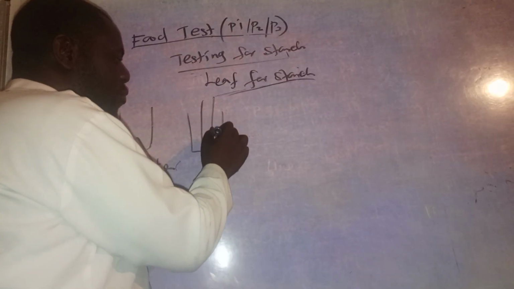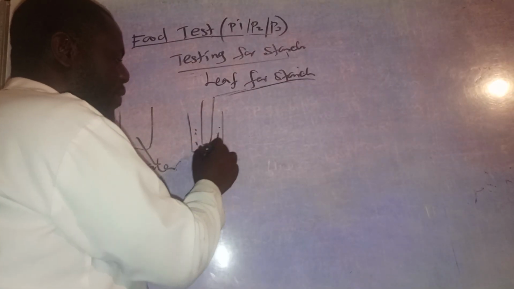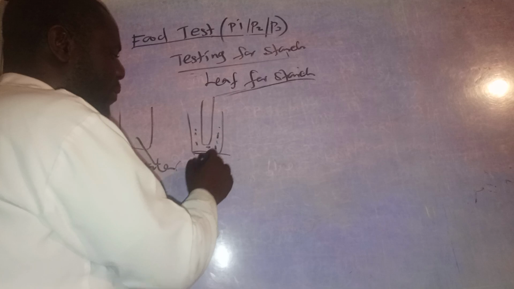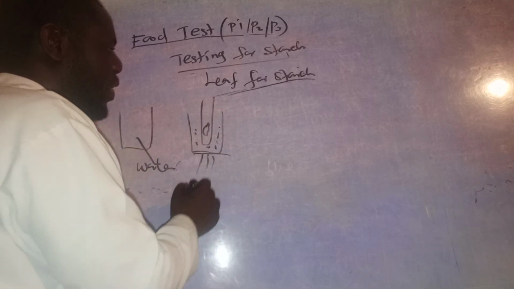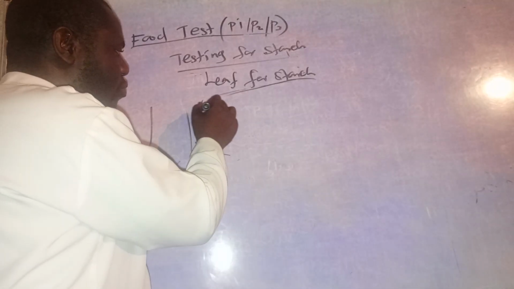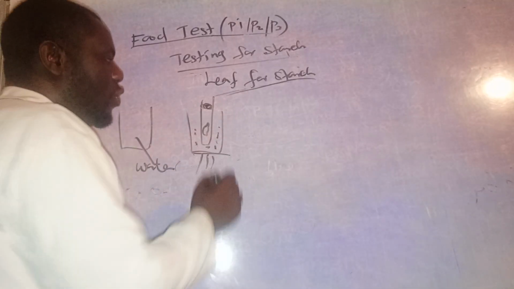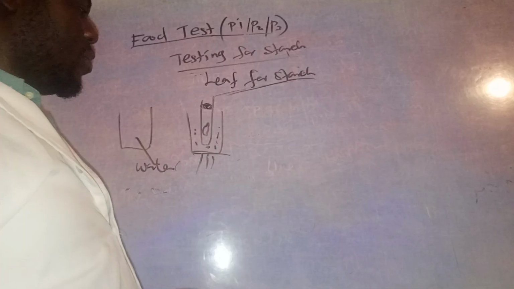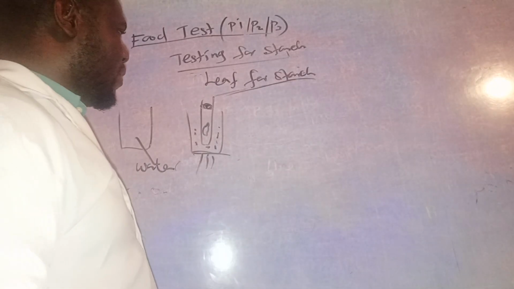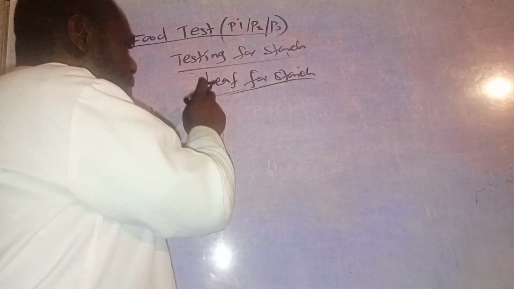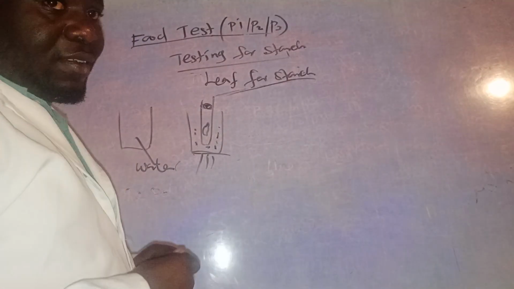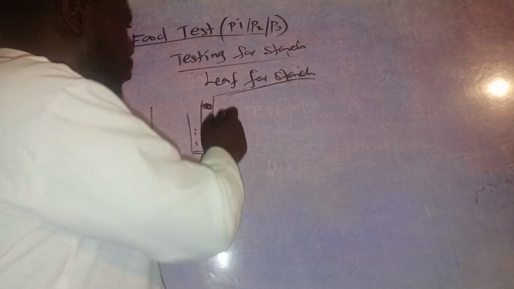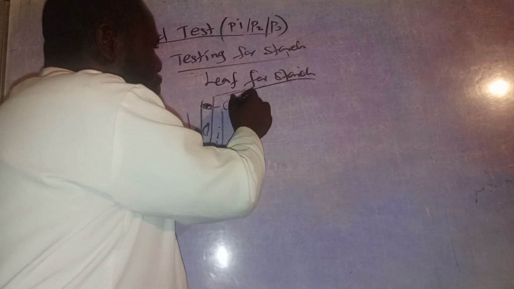Then you don't boil directly. You use a water bath. You put your leaf in a test tube, then you close the mouth of the test tube with cotton wool, because we all know that alcohol is inflammable. So to prevent this alcohol, which is inflammable, from causing accidents, we close the mouth of the test tube with cotton wool.